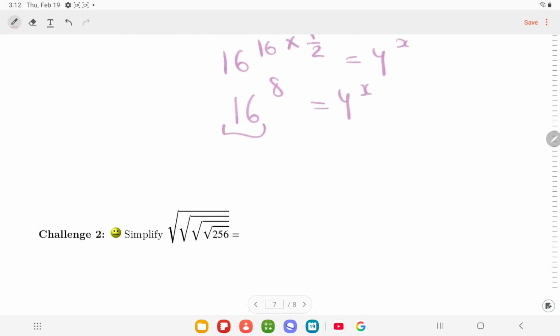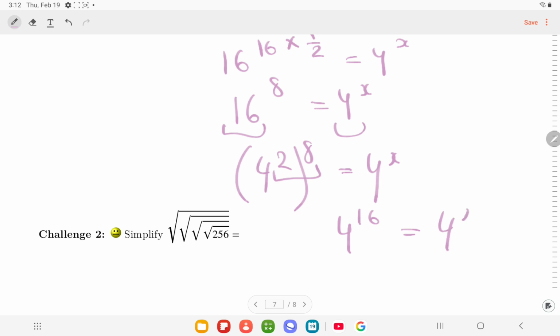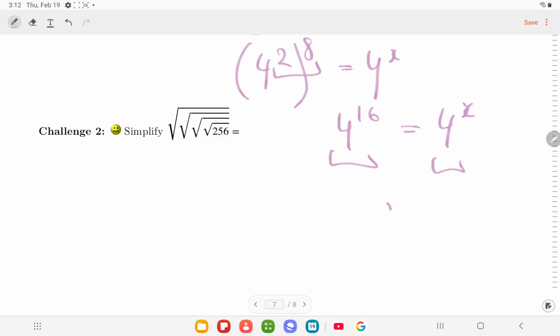Now we have to get this 16 into a base of 4. So how do we do that? Well, we want to find the number squared or cubed or whatever that gives us 16. And in this case, it would be 4 squared. And here we can multiply these exponents. So 2 times 8 is 16, and 4 to the power of 16 is equal to 4 to the x. And since these bases are the same, they're both 4, we know that x is equal to 16. And that's how we would solve that first question.